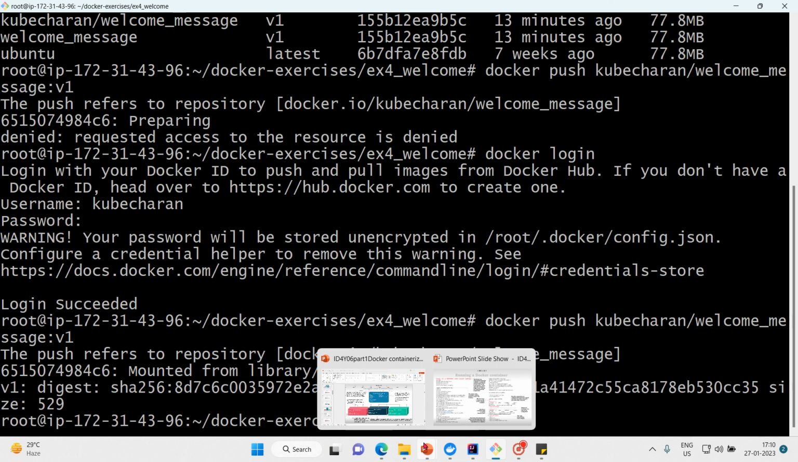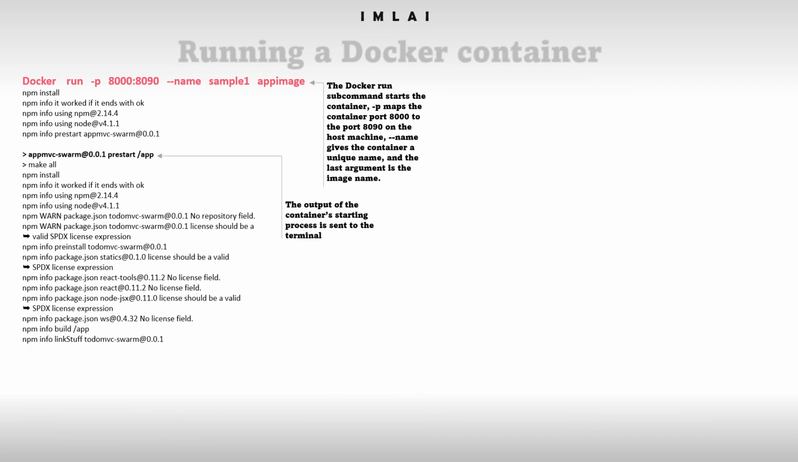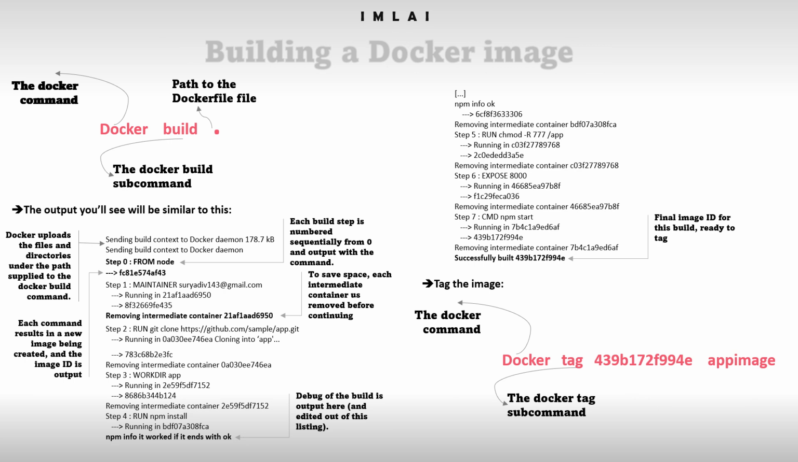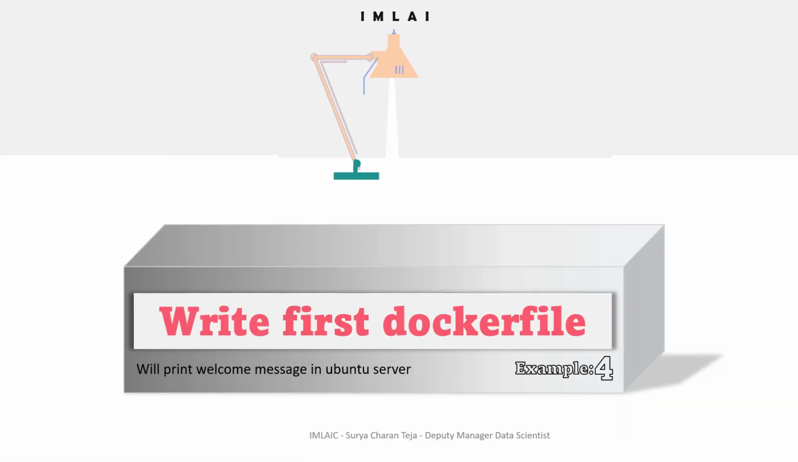So with this we have successfully completed our example 4. Okay, the first Docker file has been written, built and run and pushed into the Docker Hub, all done in one example.